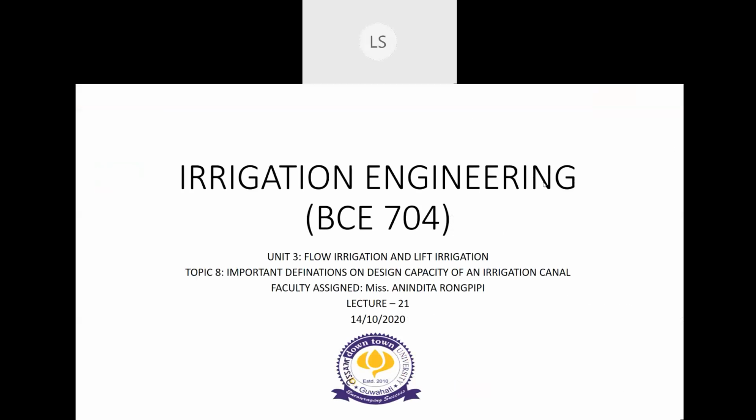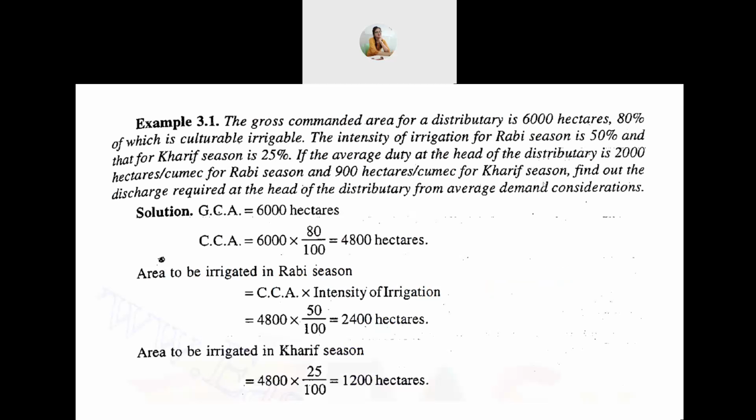Good morning, students. So now we'll continue again with unit number 3, and this is the last topic for unit number 3, which is important definitions on design capacity of an irrigation canal. Last class I gave an assignment. So the question was this, and related to the question I'm giving you the answer for that question.